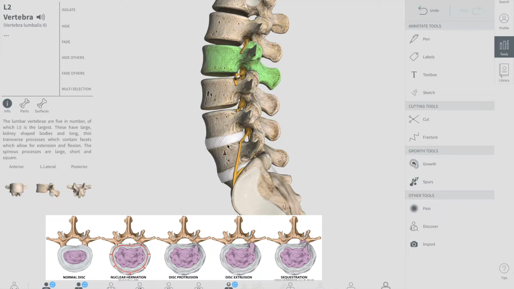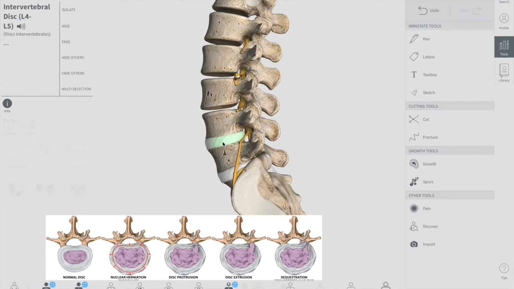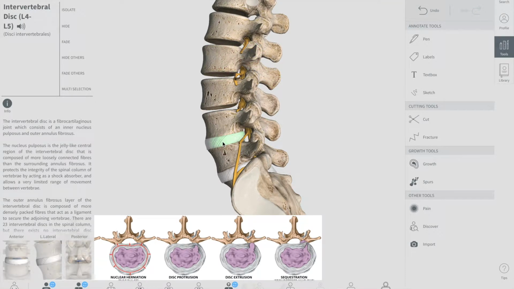Okay, the intervertebral disc, as the name implies, is the ligament that's in between each vertebra in our spine, from the neck all the way down to L5S1. The last disc in our spine is the L5S1 disc. So this is the L4, L5 one. The L4, L5 is the one that's most commonly involved with herniated discs and even degenerated discs.